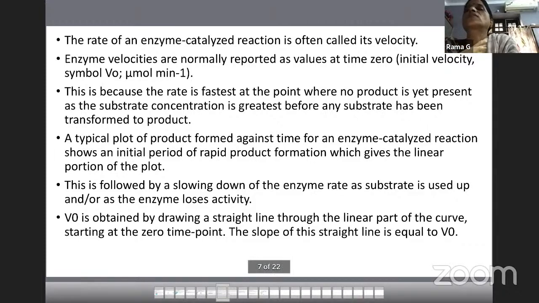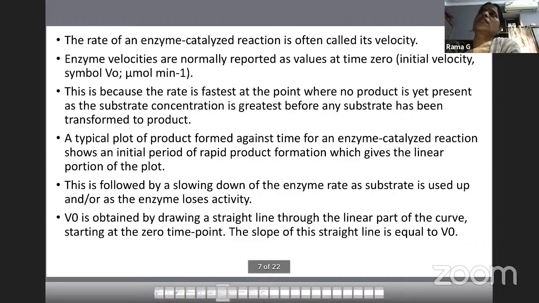The rate of molecules per minute. So here V0, the velocity at the starting point of the reaction, is 0. Initial velocity is always 0. That's why it is indicated by V0. The rate of an enzyme-catalyzed reaction, that means the speed with which the enzyme catalyzes, is often called velocity.